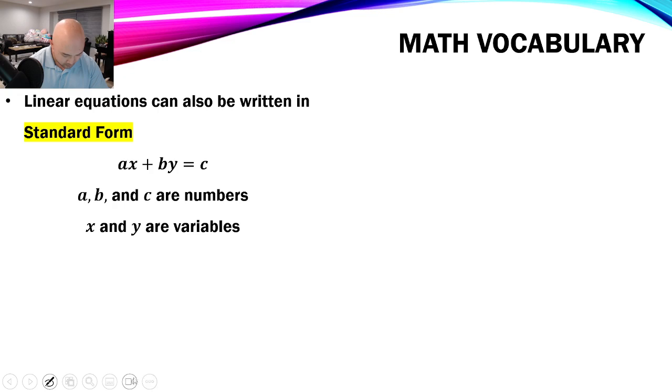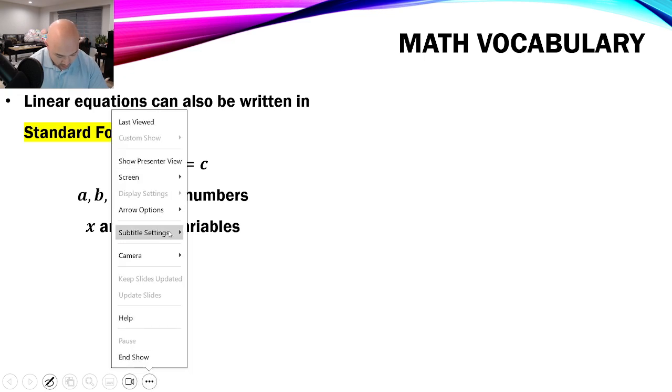Let me see if I could do this. And then I do a blank screen. Blank screen. Nope. White screen. Yes. Okay.